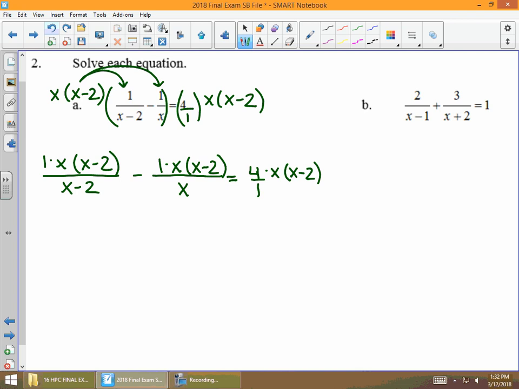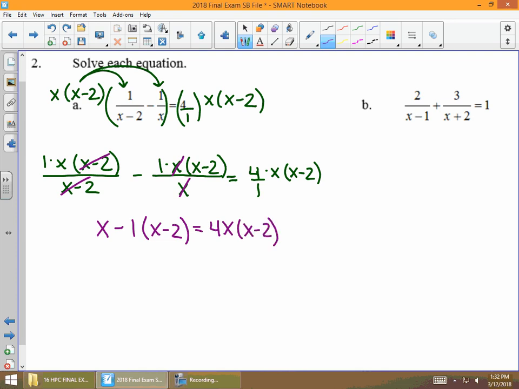Okay, and now I'm going to cancel. And when I cancel, this is going to cancel all my denominators, which was our goal from the start. So here my x minus 2's cancel, so I'm left with just 1x. A minus in the middle. Here my x's cancel, so I'm left with 1 times x minus 2. I'm going to leave that 1 there to remind me to distribute my negative. On the other side of the equation, I have 4x times x minus 2.